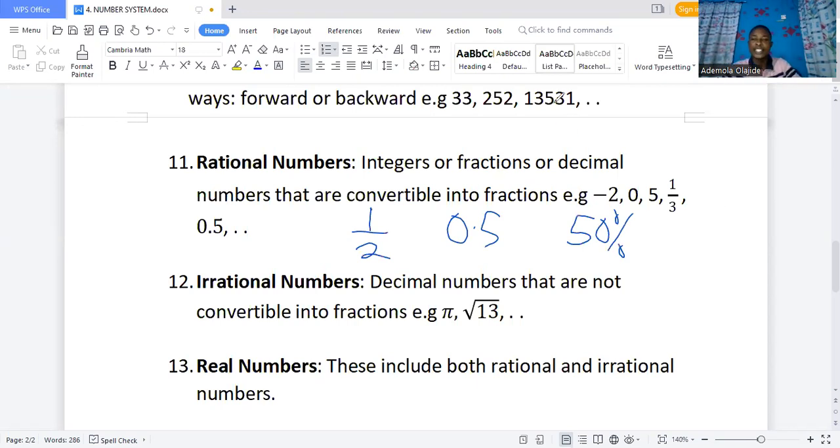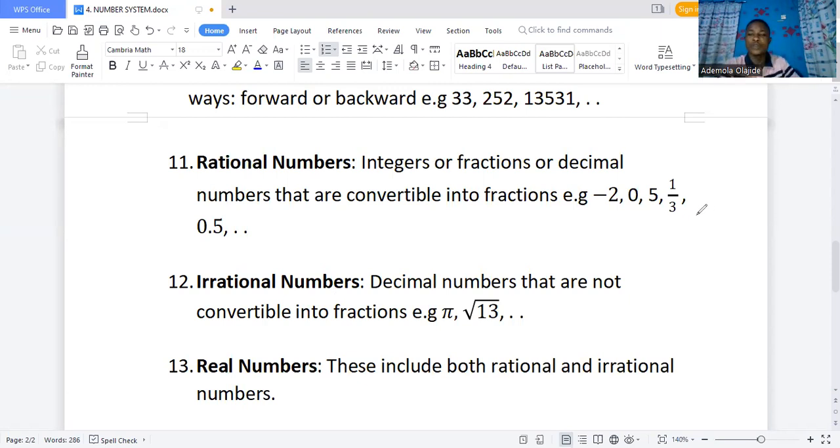But not all decimals are rational numbers. It's important for us to say that. Like we will see under number 12 here, irrational numbers are numbers that are not rational. Every decimal that you cannot convert into a fraction is not rational. Every decimal that is convertible into a fraction is a rational number.